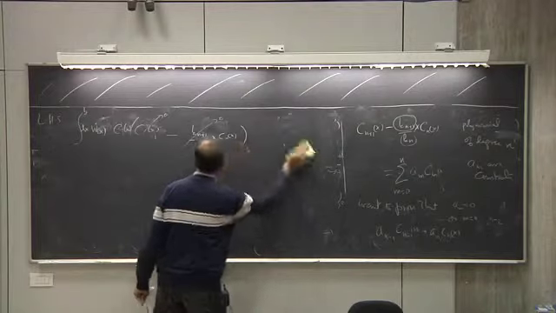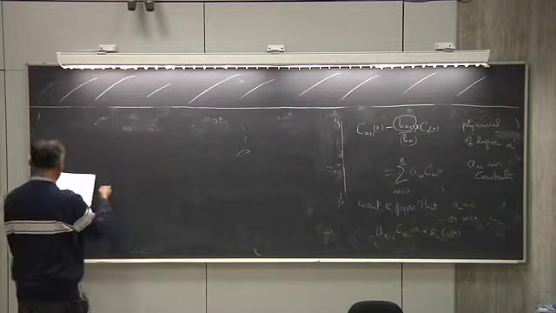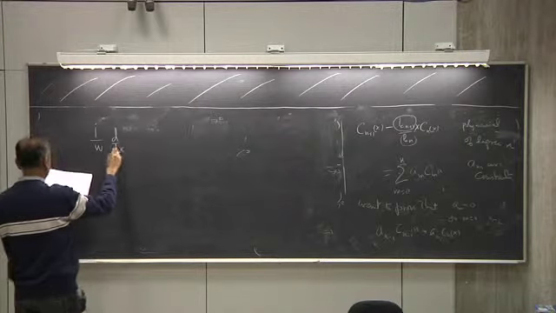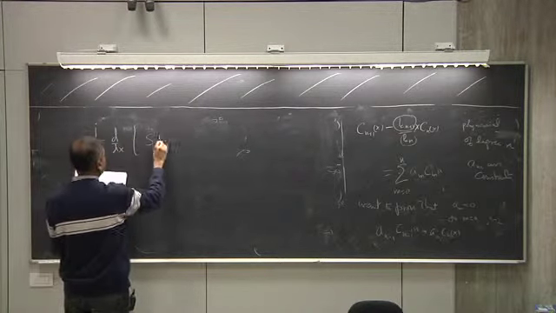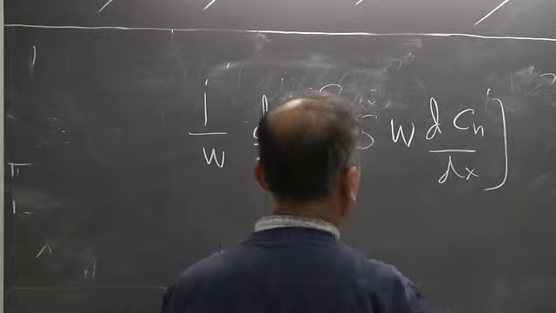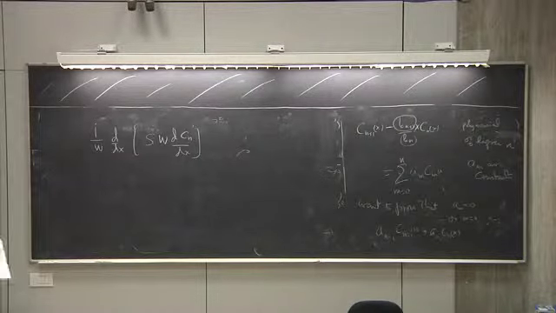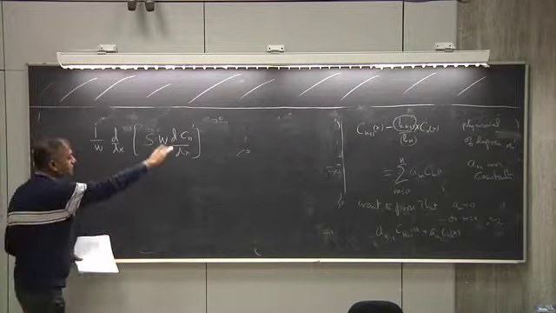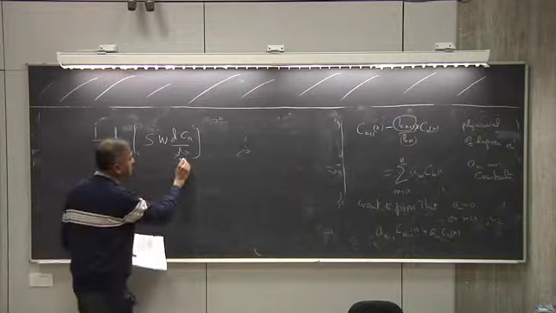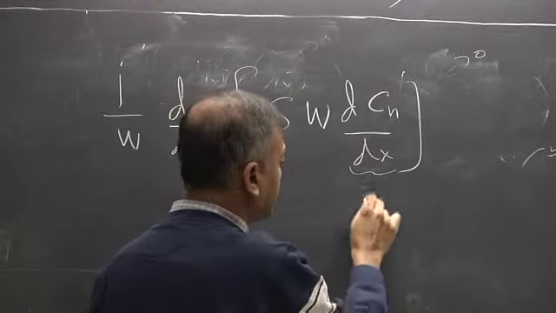The idea here is this: take this function 1 over w, d by dx acting on s w dc_n by dx. Now you remember, okay, so let's see. First of all, let's look at the degree of this polynomial. This will be some polynomial. Let's see the degree of this polynomial. This is degree n, but I'm taking a derivative. So this is degree n minus 1.